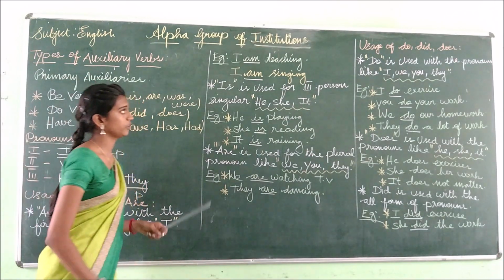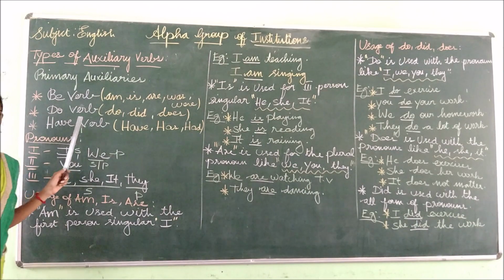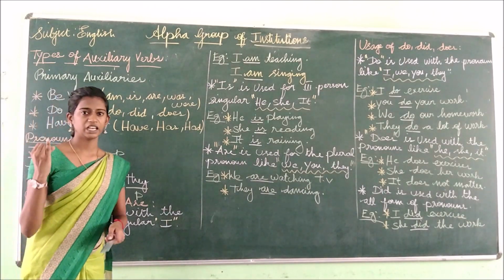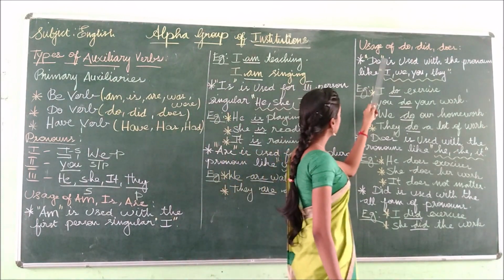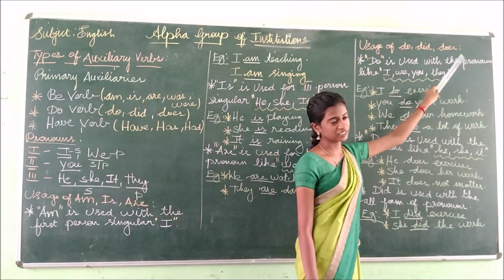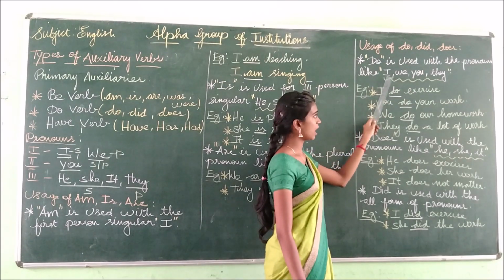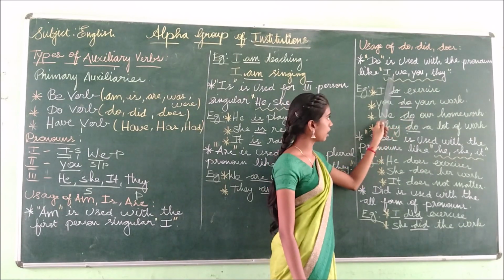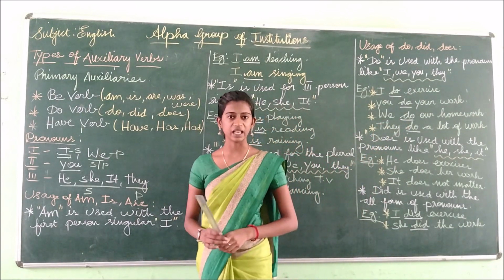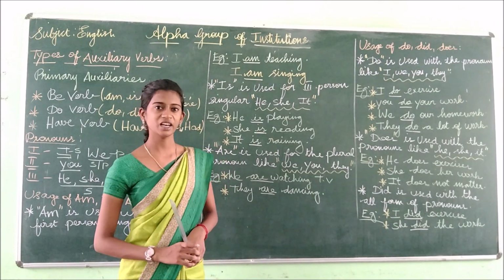Next we are going to see the do verb. Now we have seen the be verb, and second we are going to see the do verb. So what are the do verbs? Do, did, does. See here, the usage of do, did, does. Do is used with the pronouns like I, we, you, they. So if the pronouns are I, we, you, they, you have to use only the verb do.